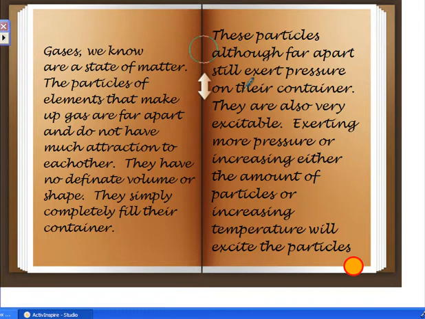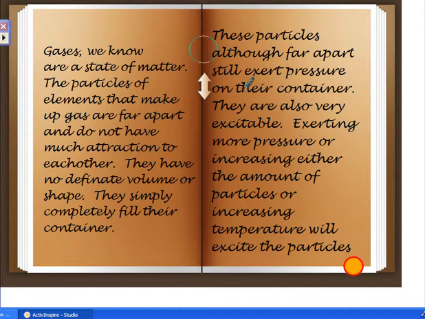So we know gases are one of the four states of matter. We know that the particles in a gas are so far apart they really don't have an attraction for each other. We also know that they have no definite volume or definite shape. They simply fill the container that they're in, no matter how big or how small that container is, be it a little vial or the atmosphere.